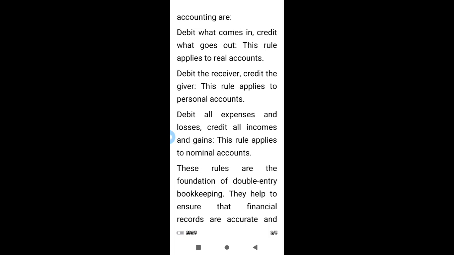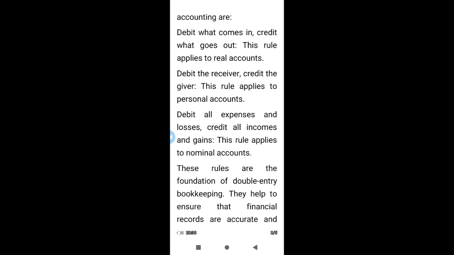Then golden rule number 2 states that you debit the receiver and credit the giver. It is applicable to the personal account, which means if there is any personal account found in a transaction, for instance, you have the creditor, you have the debtor, you have drawings, you have capital, you have profit, this account will be debited if it is receiving and will be credited if it is giving. You debit the receiver and credit the giver.